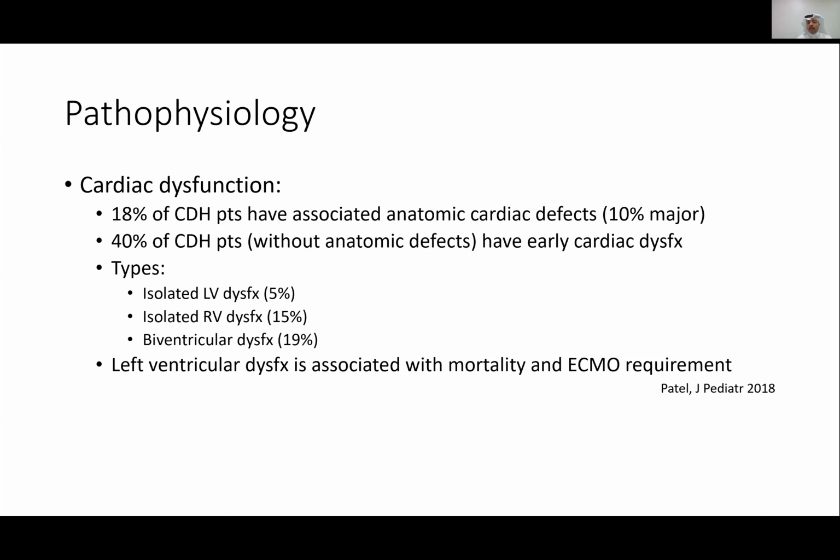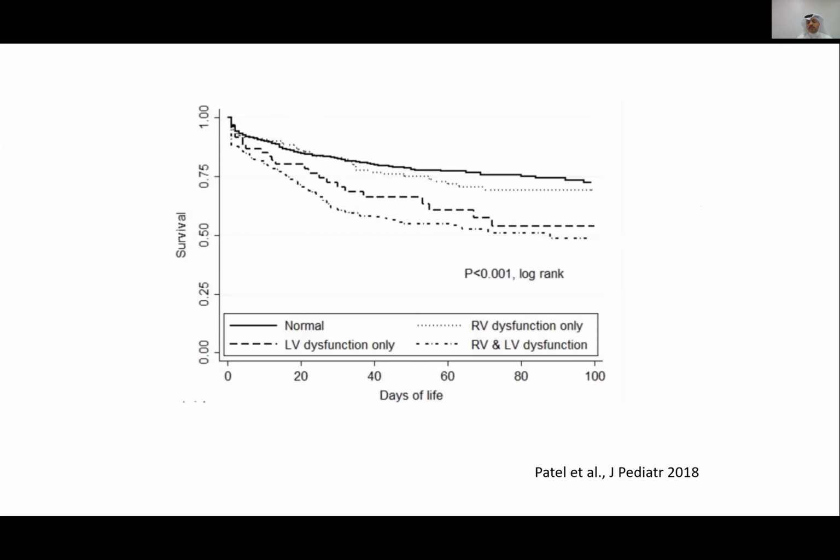Now, we know that if a baby has CDH with left ventricular dysfunction, this is associated with significant mortality and requirement for ECMO. This graph shows CDH baby survival. The top line shows babies with normal cardiac function. The dotted line just behind that shows babies who have right ventricular dysfunction only. So you see the survival is not that much different.